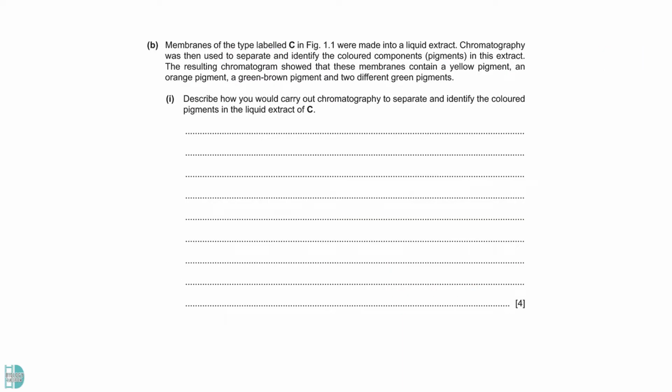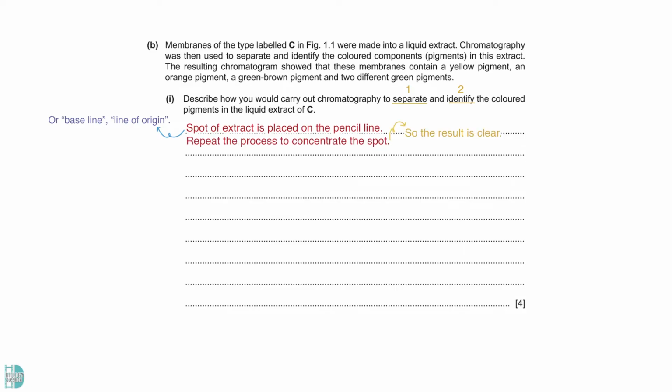B1 wants you to describe how to carry out chromatography. There are two things you must mention in your answer: the procedure to separate the pigments and how to identify them. Let's start with the procedure for the separation of the pigments. First, you have to place a spot of the extract on the pencil line at one end of the filter paper. You can also call it a baseline or the line of origin.